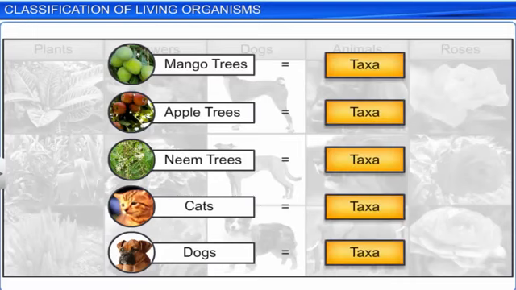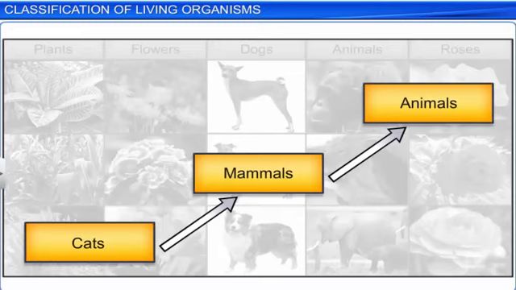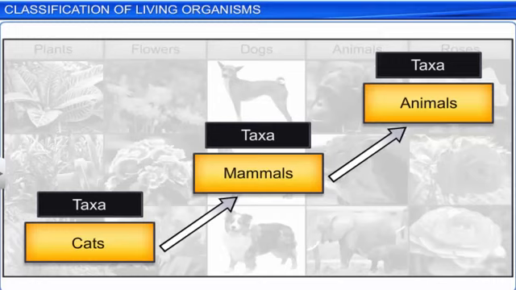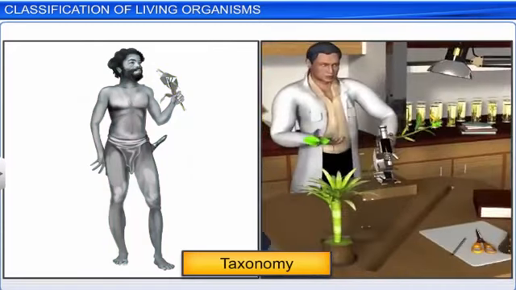Here, each of the groups, namely mango trees, apple trees, neem trees, cats and dogs, are all taxa. However, cat is a mammal, and all mammals come under animals. Therefore, a cat, mammals, and animals represent taxa at different levels. This process of classifying living organisms into different taxa based on their characteristics is called taxonomy. Taxonomy isn't new to humans. For ages, humans have been interested in knowing about different types of organisms and the relationships among them.